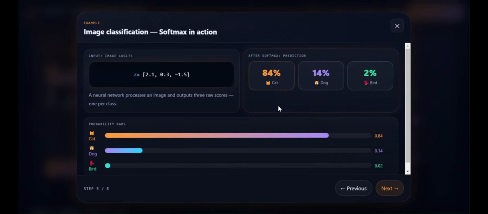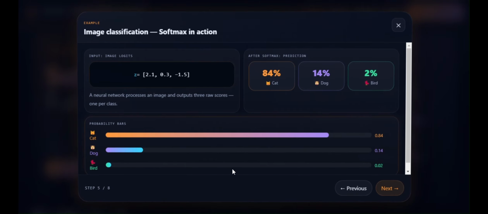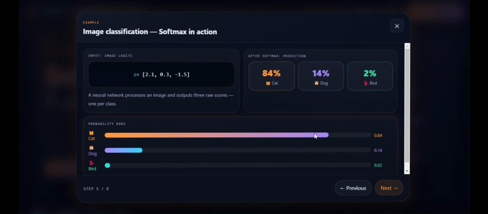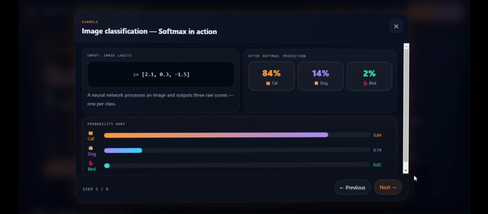Now, let's take an example of how softmax is used in image classification. Suppose a neural network is classifying an image as a cat, dog, or bird. After applying softmax, the probabilities become 84%, 14%, and 2%. So 84% is for cat, 14% is for dog, 2% is for bird. Since the cat class has the highest probability, the model predicts the image as cat.